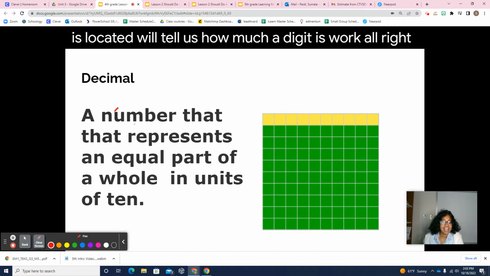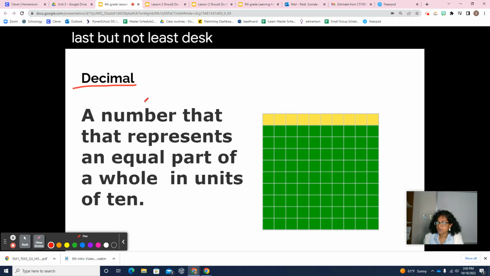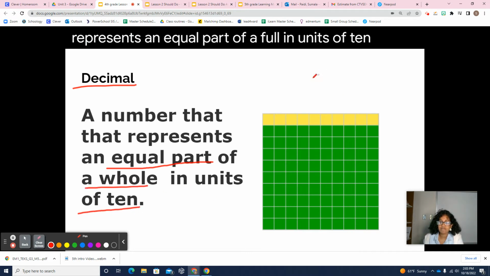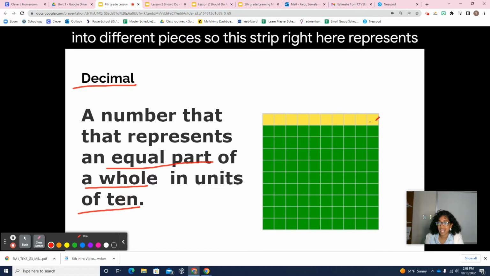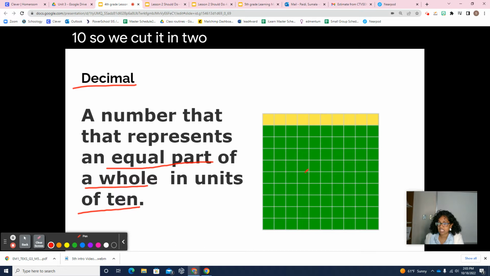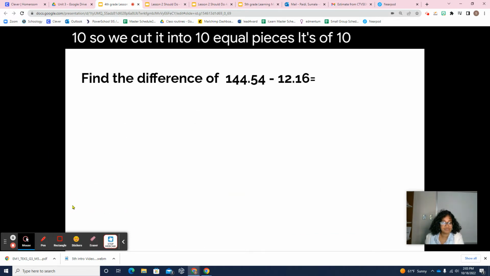All right. Last but not least, decimal. A decimal is a number that represents an equal part of a whole in units of 10. Over here we have a decimal. This green square represents our whole, and we're going to cut it into different pieces. This strip right here represents 10, so we've cut it into 10 equal pieces. So a decimal is a part of a whole in units of 10.